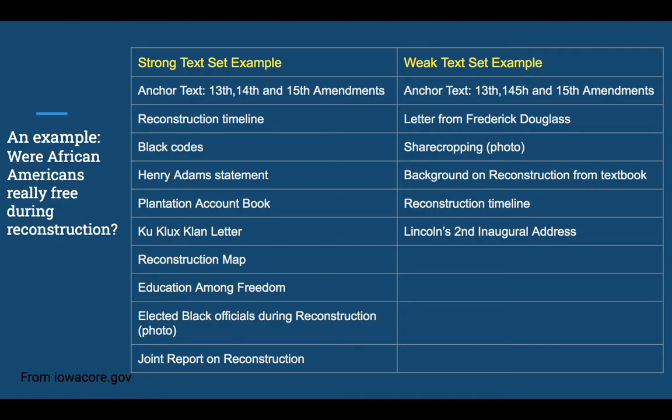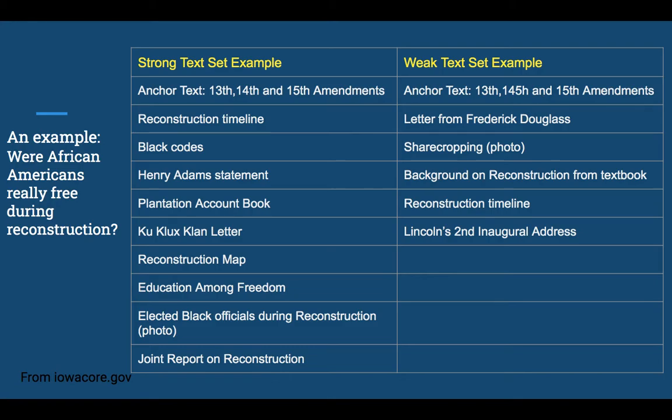The anchor texts are the same, but in the stronger text set, the texts that they provided are related. They're connected concretely to the topic of Reconstruction. Thematically, these texts provide a comment on the social and political effects, and so the students are gaining knowledge of the social and political effects of Reconstruction through their reading and writing. It presents opportunities for connectedness and for the students to respond individually and to make some discernment.